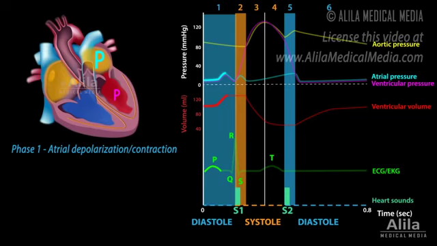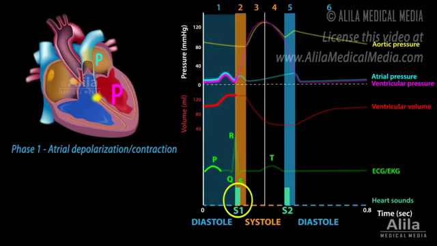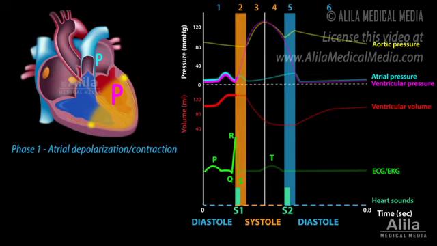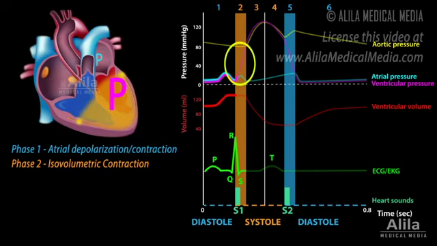As atrial contraction completes, atrial pressure begins to fall, reversing the pressure gradient across the AV valves, causing them to close. The closing of the AV valves produces the first heart sound, S1, and marks the beginning of systole. At this point, ventricular depolarization, represented by the QRS complex, is halfway through, and the ventricles start to contract, rapidly building up pressures inside the ventricles.